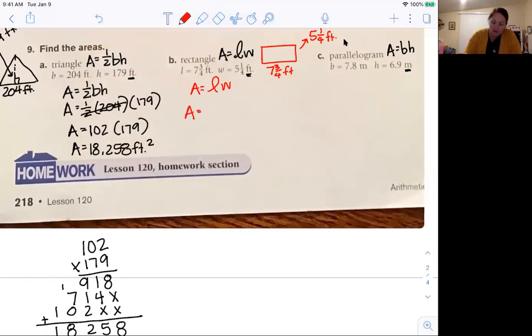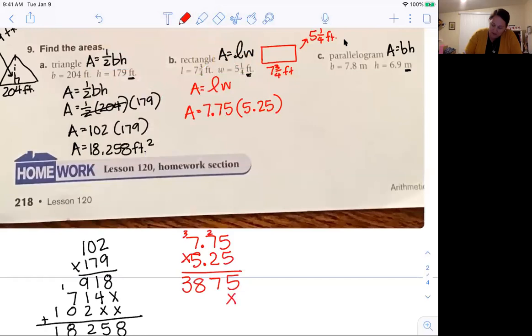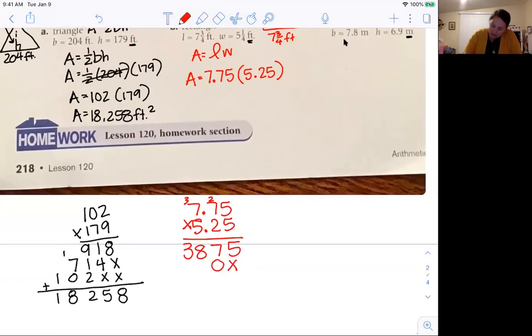So area equals 7.75, because that's 7 3/4, times 5.25, because that's 5 1/4. And we're going to do the multiplying. Okay, you multiply, I multiply, and we'll see what we get. Good job, keep going. 2 place markers this time.